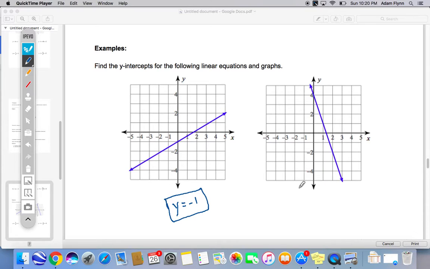Right, looking at this graph over here, where my function crosses my y-axis, so my y-axis is right here, this line crosses at +4. Okay, pause the video if you need more time.